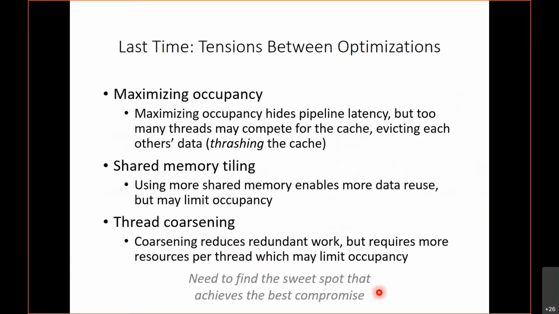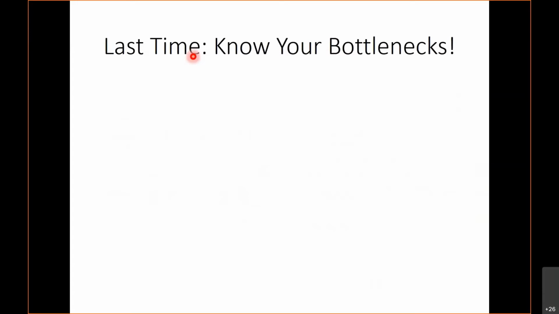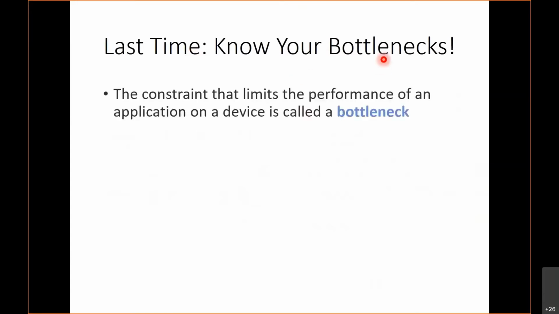And an important part of finding that sweet spot is understanding what is actually limiting the performance of my kernel, right? Is it the memory, or is it divergence, or is it something else? To understand what is limiting it, you basically need to know your bottleneck. A bottleneck is a constraint that limits the performance of an application, right?